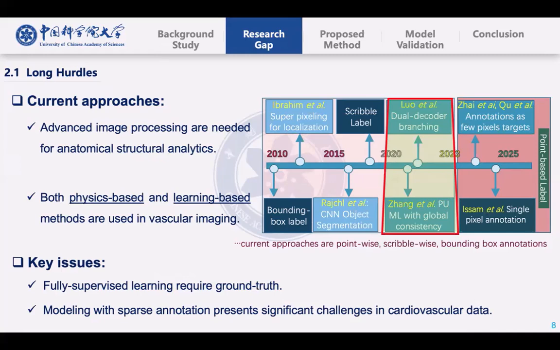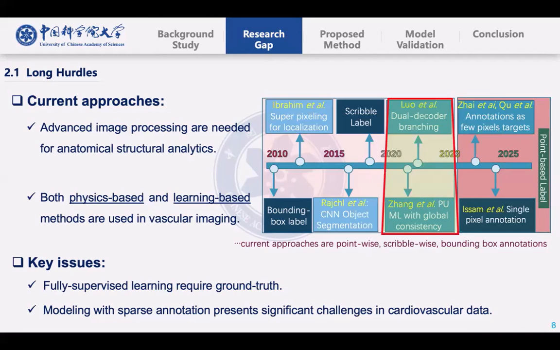Especially from 2000 to 2023, we have seen new developments using new learning-based strategies, such as weakly supervised learning. For example, Lu et al. proposed the concept of dual decoder branching for medical image segmentation, which happens to be one of the main motivations for this study.